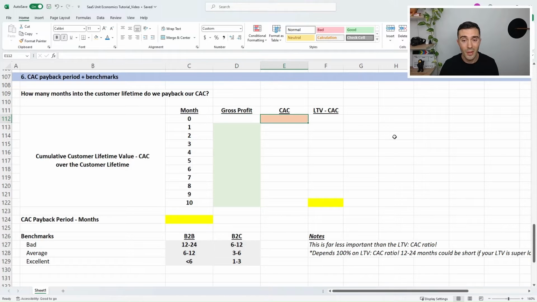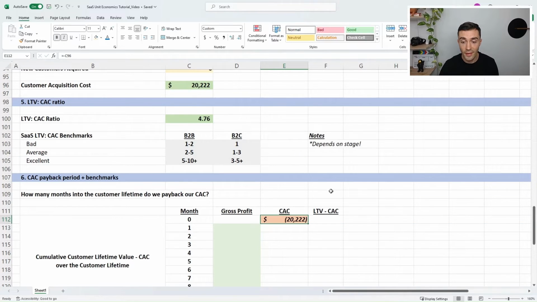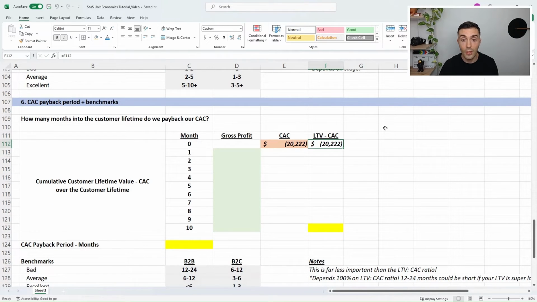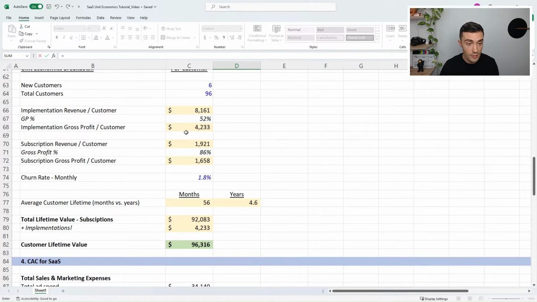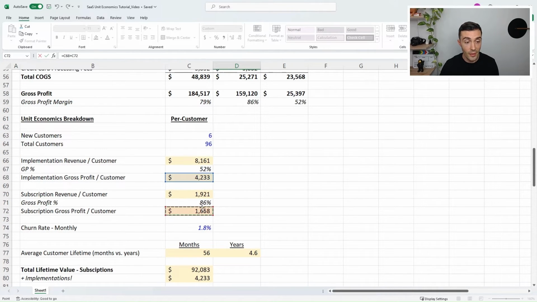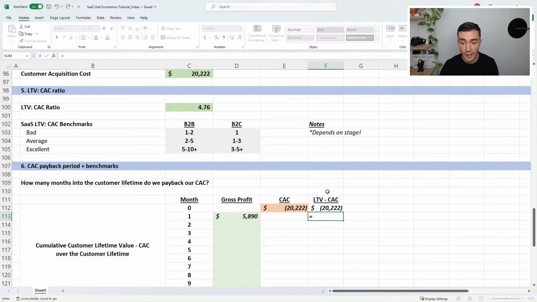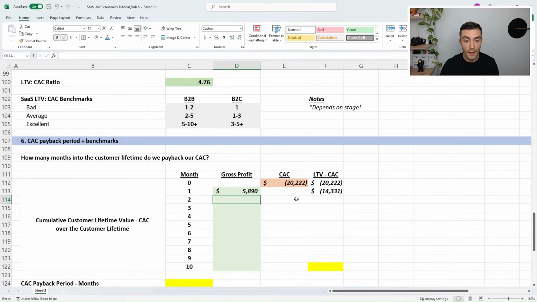In month 0 is when we acquire the customer. So here we are saying that we put in $20,000, and so the cash flow of that is -$20,000. So we've just lost $20,000, and now we need to figure out how long it is going to take to pay that back. Then we get into the profit generating. In our first month, we make gross profit from both implementations. So we have the implementation gross profit, and then we have the subscription gross profit. In month 1, we make $5,890 of gross profit. Let's look here. This shows our cumulative LTV minus CAC. You take the prior month and you just add the gross profit to it. So first we started at -$20,000. Now we're at -$14,000.